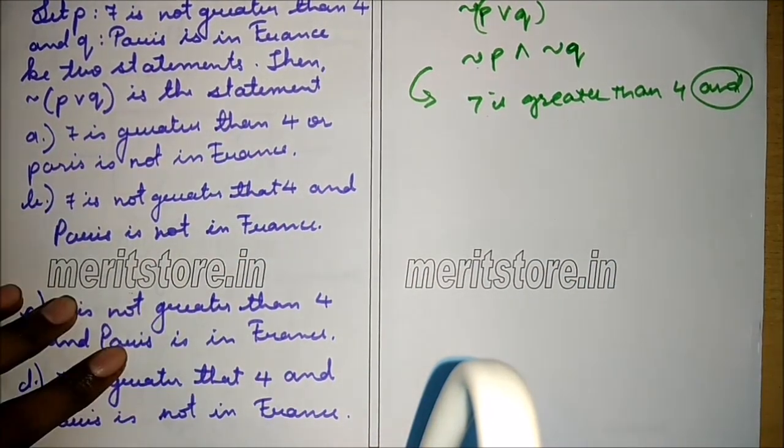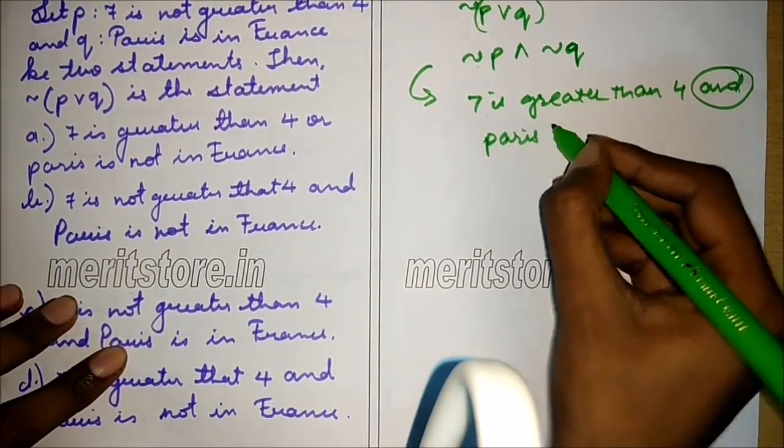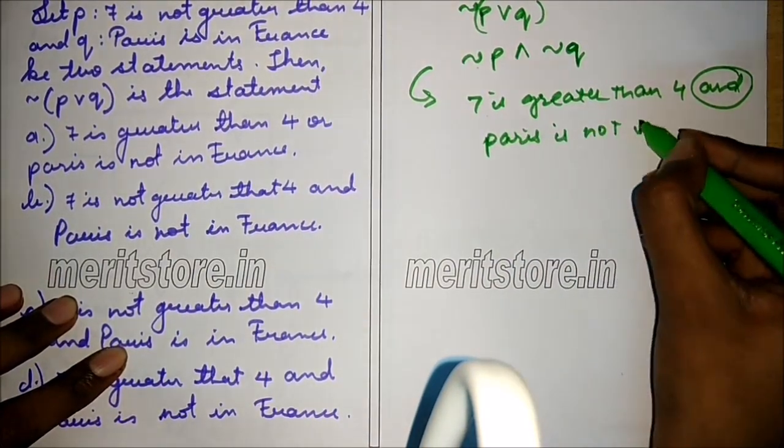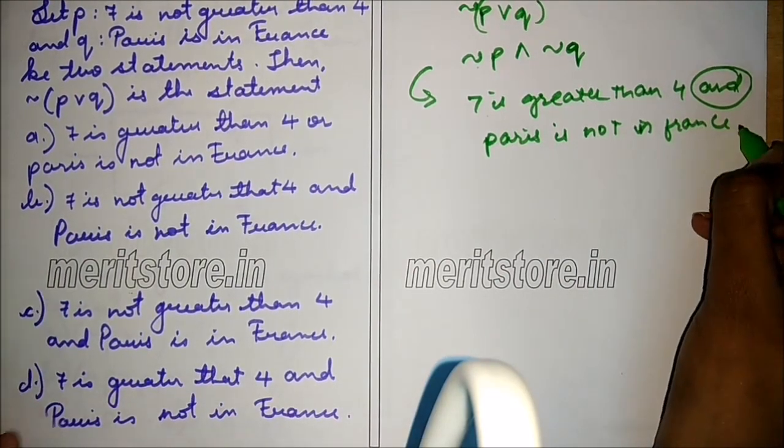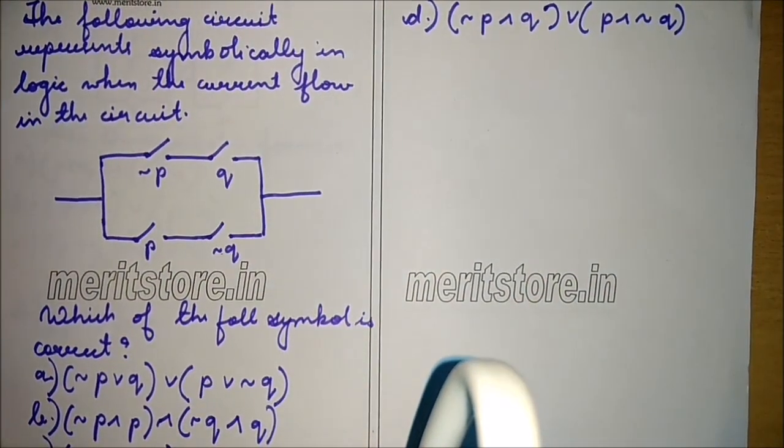Paris is in France is Q. So negation will be Paris is not in France. So the answer is D, which says 7 is greater than 4 and Paris is not in France. The following circuit represents symbolically in logic when the current flows in the circuit.